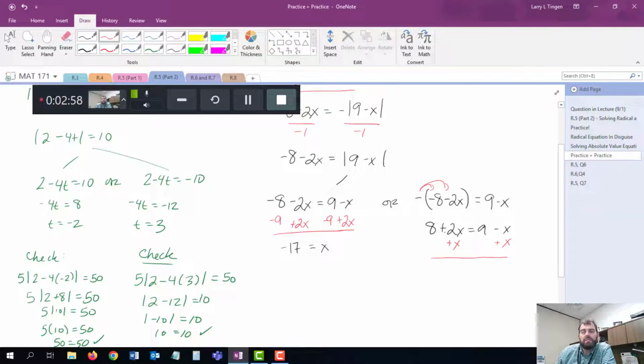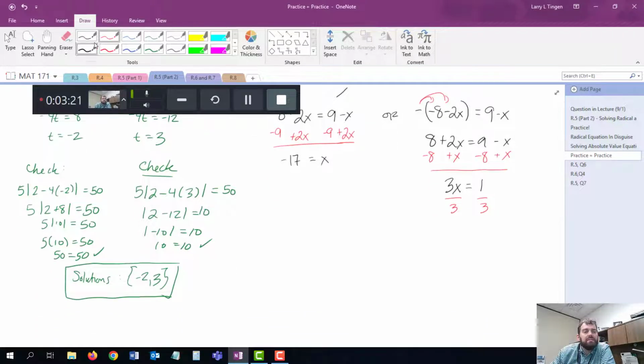So everything with an x is on the left now. Everything without needs to go to the other side, which is the right side. 8 minus 8 is 0. 2x plus x is 3x. 9 minus 8 is 1. X plus x is 0. Get x by itself. Divide by 3, and x is 1/3.